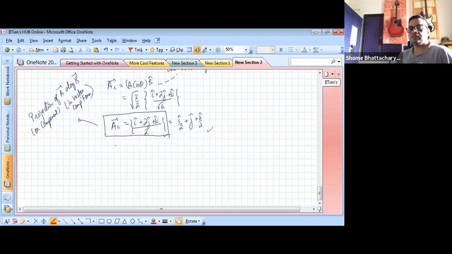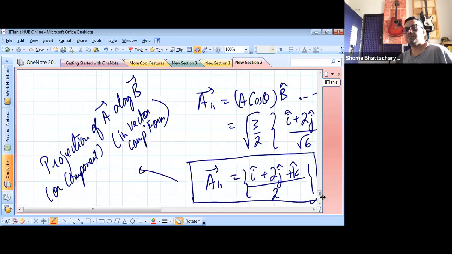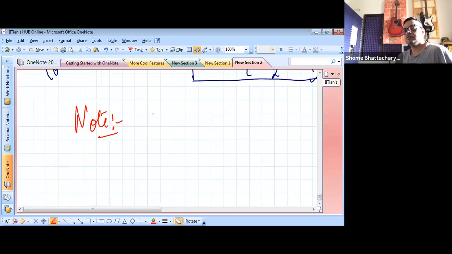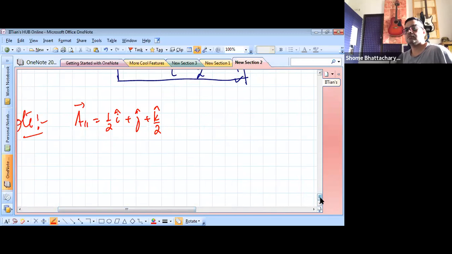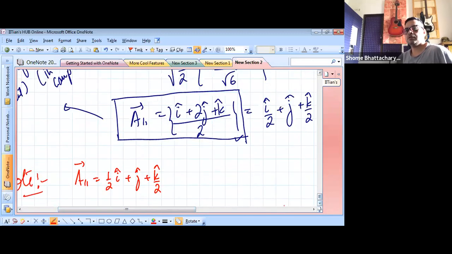Now notice this vector. Before we move on to the next part, it has a very interesting relationship with the vector b. You notice what should be the relationship between this parallel component and the vector b. E parallel is this vector. It is 1 by 2 I cap plus j cap plus k cap by 2, right? This is what this vector is, or we can express it this way also. It is I cap by 2.